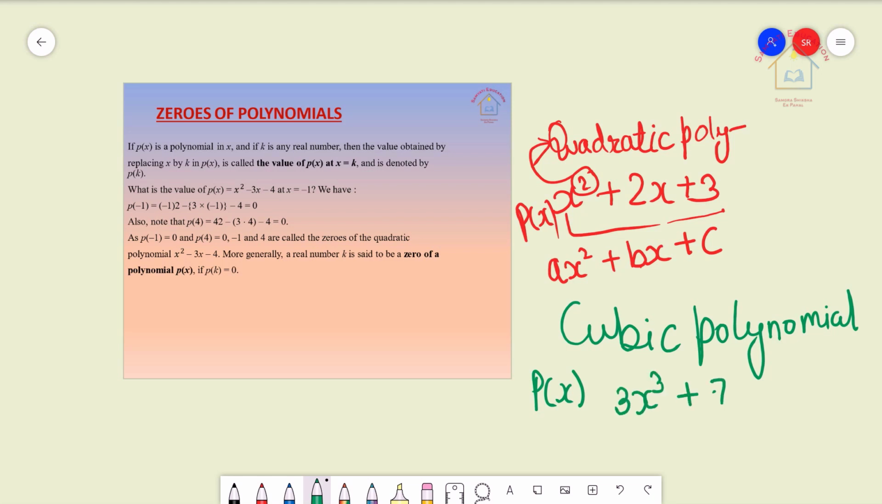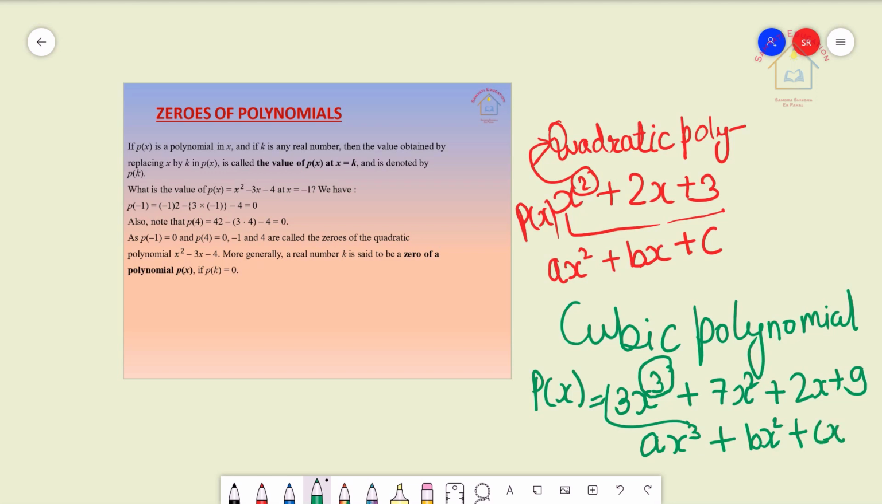plus 7x square plus 2x plus 9 is a cubic polynomial. How do we come to know that this is a cubic polynomial? As the highest power over this is 3. So this is a cubic polynomial. So if we talk about the general formula of this polynomial, then it will be ax cube plus bx square plus cx plus d.